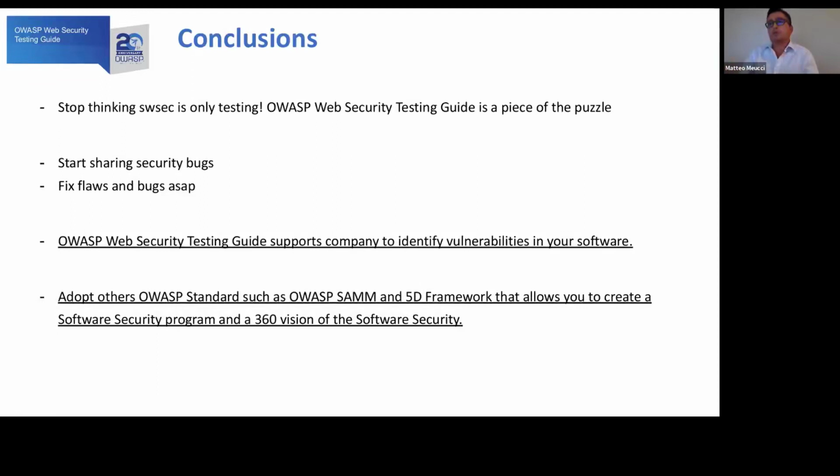So it is really important to start sharing security bugs, and to fix flaws and bugs as soon as possible. Yes, the Web Security Testing Guide can support the company in identifying vulnerabilities in your software, but it is really important to adopt all the OWASP security standards, such as the OWASP Software Assurance Maturity Model, which allows you to create a software security roadmap.